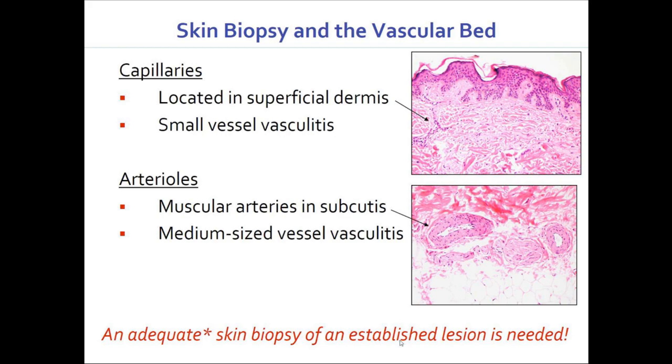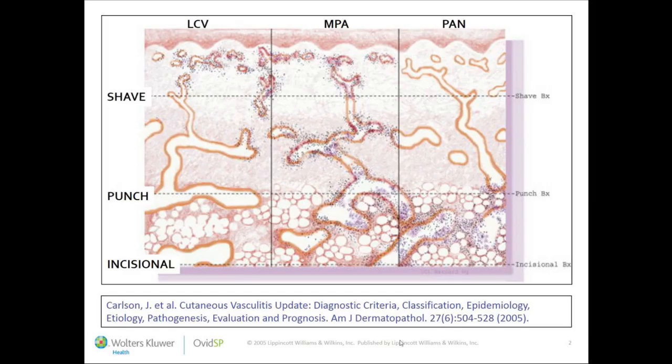This image by Carlson et al. aptly demonstrates that phenomenon. If you take a look at the top left, a shaved biopsy is not able to differentiate between leukocytoclastic vasculitis and a process of microscopic polyangiitis. However, even a punch biopsy might entirely miss a case of polyarteritis nodosa, so truly a deep incisional biopsy is required.